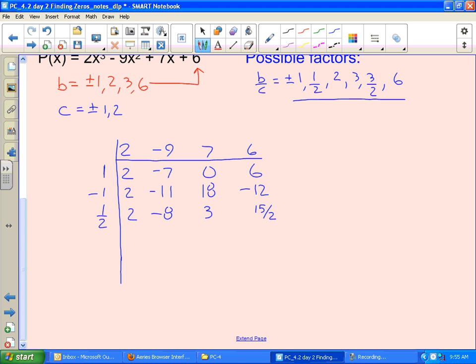We're going to test negative 1 half now? All right, so negative 1 half. 2, negative 1 minus 9, negative 10. Negative 5 and 7 is 12. Negative 1 half times 12 is negative 6, which gives me a 0. There we go. We have found our first zero of negative 1 half. It is exciting, I know. It's like opening a present.